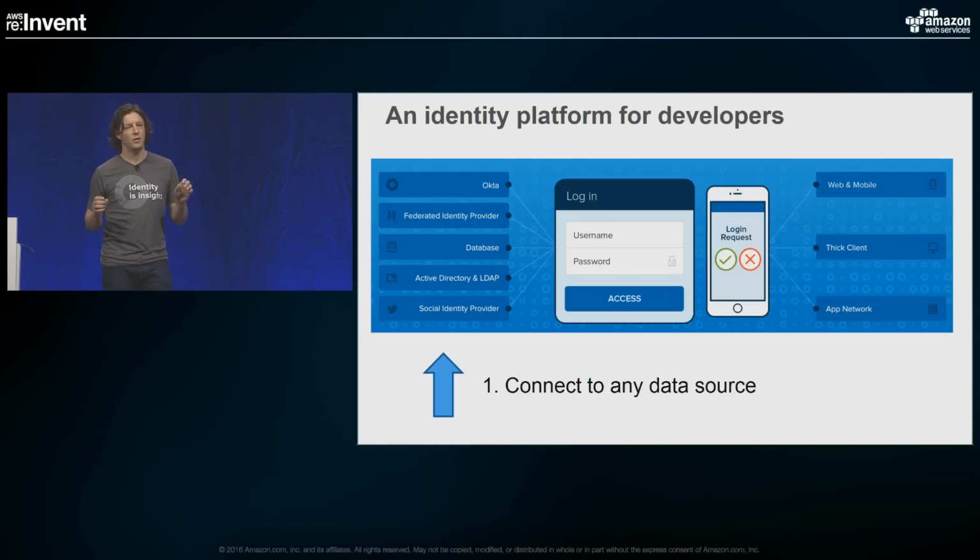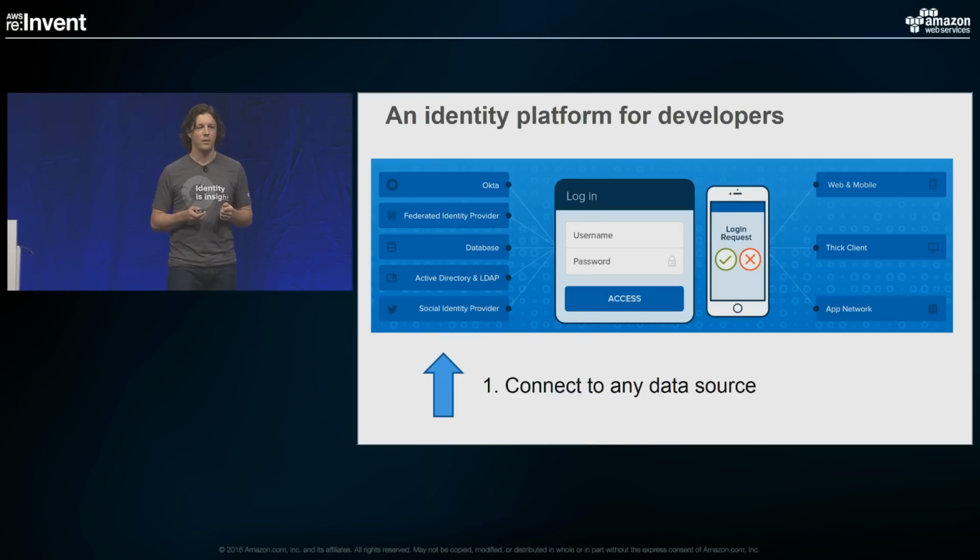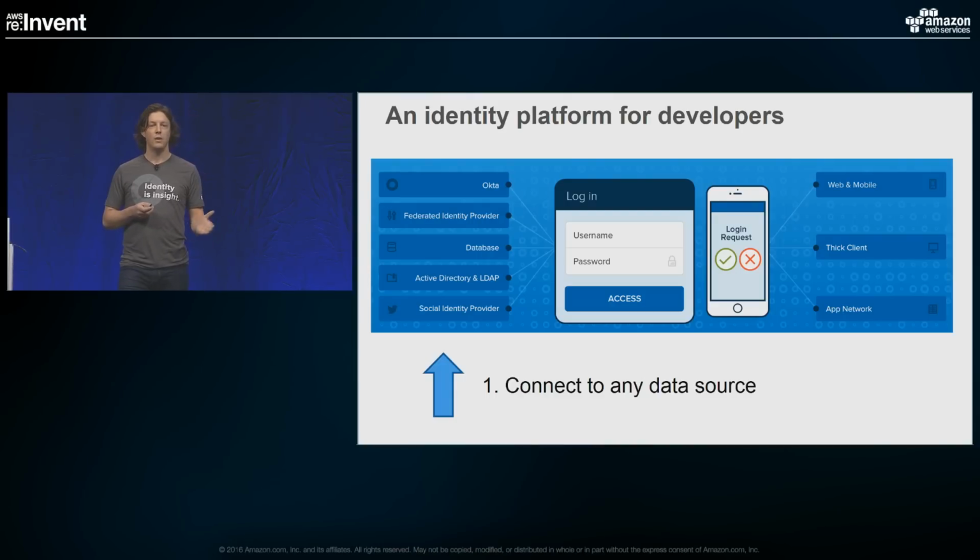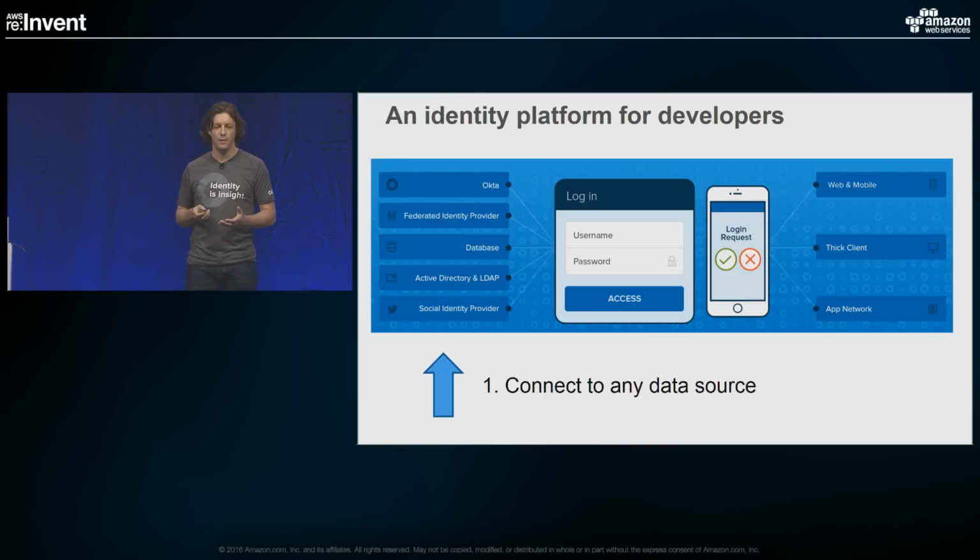So I'm going to really just barely scratch the surface on what we're able to do here, but we'll boil it down into three things. Okta is able to connect to any data source. You could use the Okta directory, which has thousands of applications that it's connected to, including AWS as your user store. Or you could connect to a federated identity provider, your own database, perhaps running on-prem behind a firewall, Active Directory or LDAP, or a social identity provider.